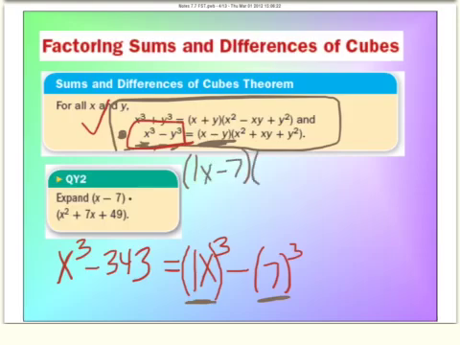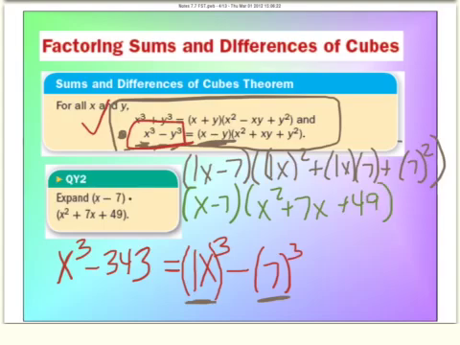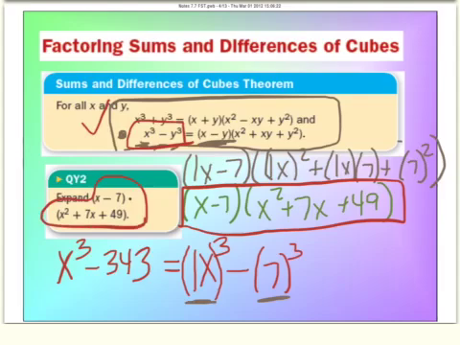And then we're going to do 1x all squared plus the x term, which is 1x, the y here, again, is a 7, and then it's going to be plus the 7 squared. When you simplify this, what you're going to get is x minus 7, x squared plus 7x plus 49, which is exactly what the original problem was. So this is just showing you how you can go about using the sum or differences of cubes formula.